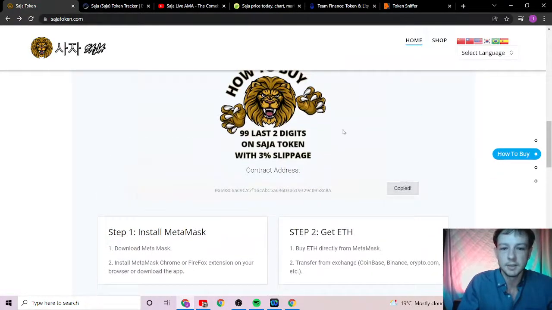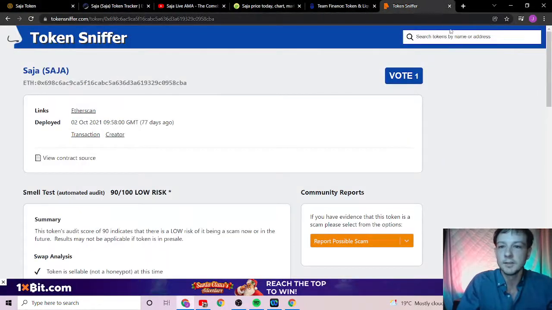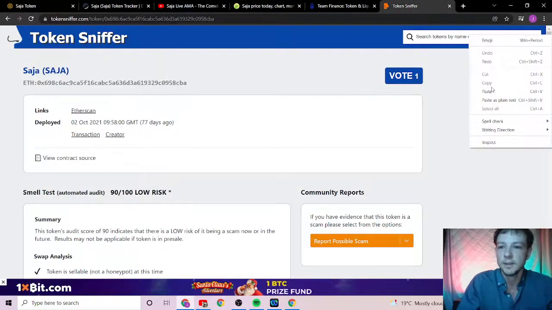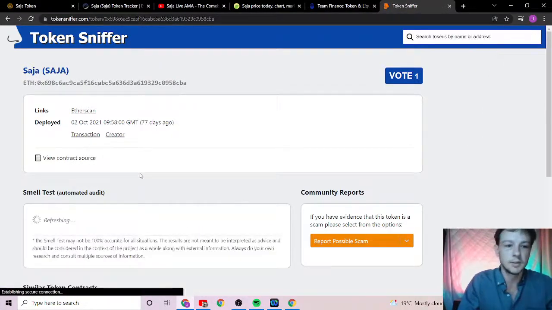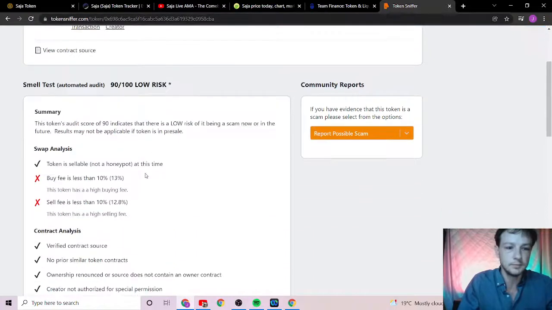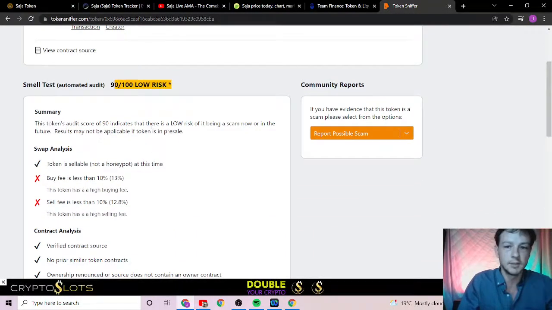So now we're just gonna have a quick look at the token and see what Token Sniffer says. So just in case there's any question on how I'm doing this, we're just copy pasting. So 90 out of 100, low risk, great. All right, so the token's sellable, at this time, which is great. You know, these are good things.